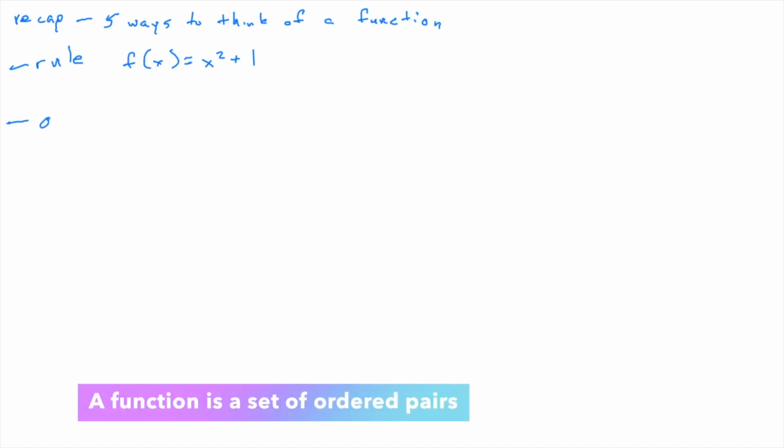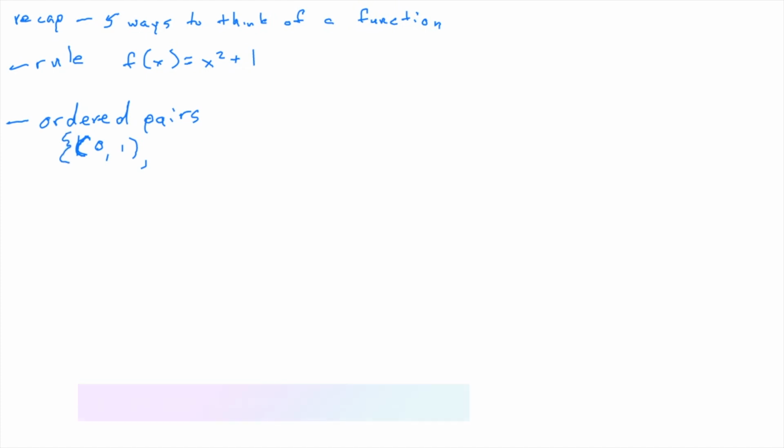We have the idea of ordered pairs. And what might some ordered pairs for this function be? Well, maybe 0 and 1, right? It's a set of ordered pairs. Maybe 1 and 2, maybe 3 and 10. Does that sound right? And presumably some more. Let's just say there's a whole bunch of them. I'm not going to list all of them.